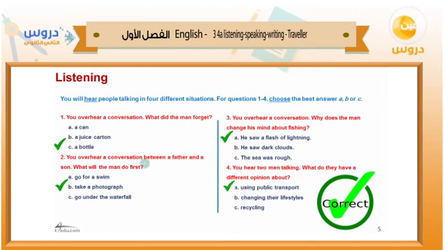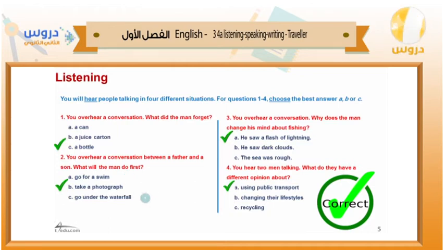And for number 2, the father and his son. What will the man do first? We heard about go under the waterfall, go for a swim. But first, he's going to take a photograph. Then he will do whatever he wants to do. Then second, go to swim, and then go to waterfall.